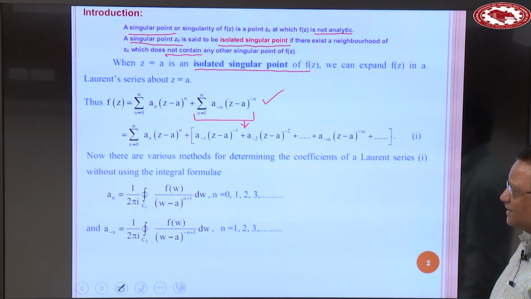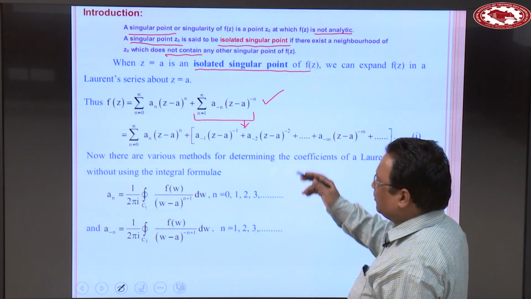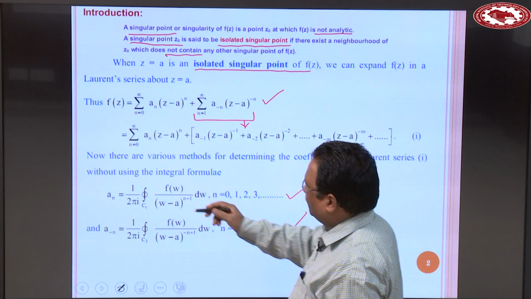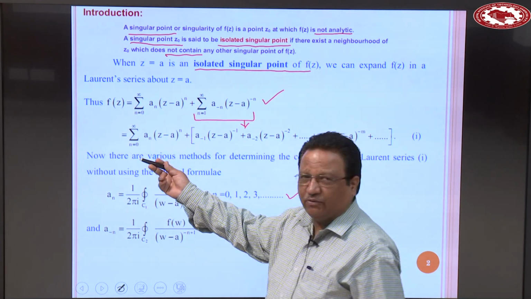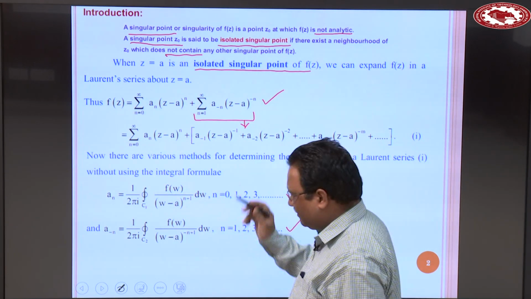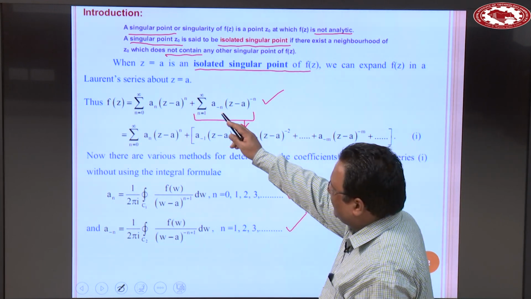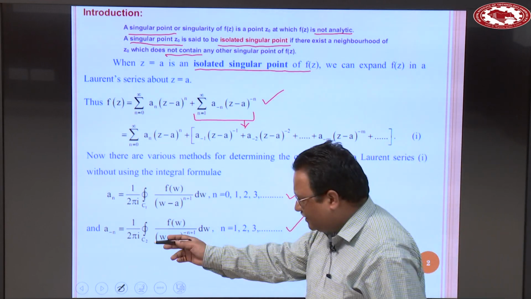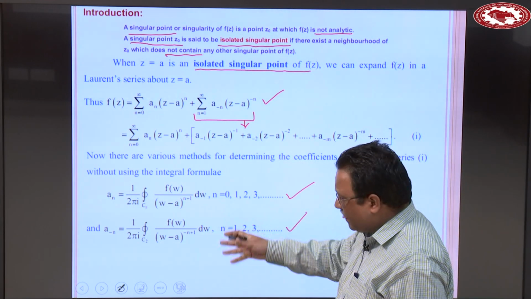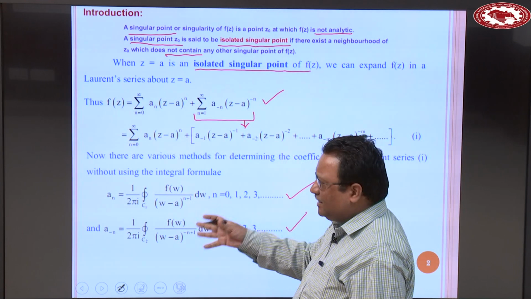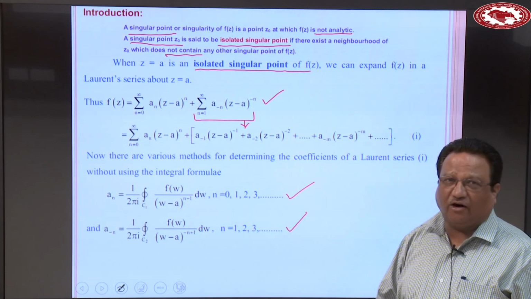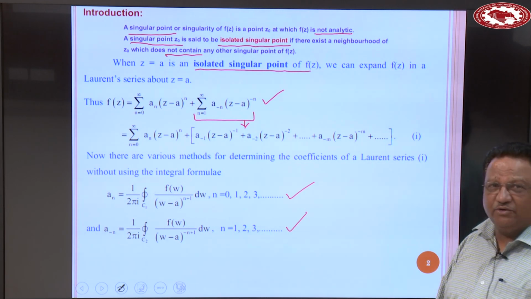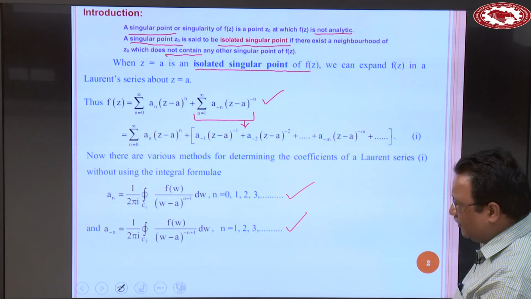Now there are various methods for determining the coefficients of a Laurent series. One, without using the integral formula. In fact, when you calculate the coefficients, we have these two formulas. When you calculate a_0, a_1, a_2, a_3 and so on, apply this formula. And when we evaluate a_(minus n), meaning a_(minus 1), a_(minus 2), a_(minus 3), then we have this formula. With the help of these formulas, you can evaluate the coefficients of this Laurent series, but there are various other methods by which you can evaluate the coefficients.